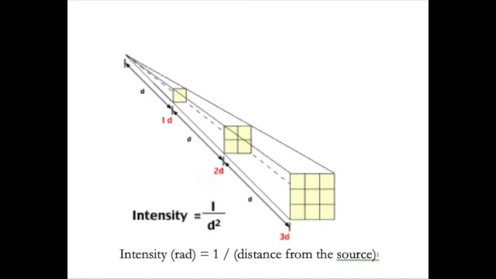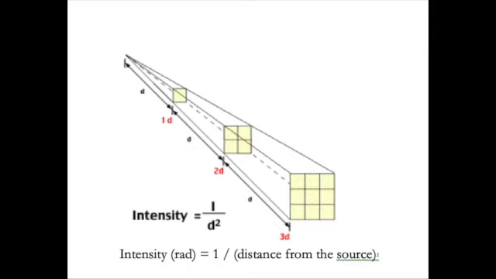Safety when working with X-rays. The main thing to remember when working with X-rays is to minimize exposure as much as possible. Newton's inverse square law determines your exposure to radiation based on your distance from the source. The basic formula is that intensity, measured in rad, is equal to 1 over the squared distance from the source.